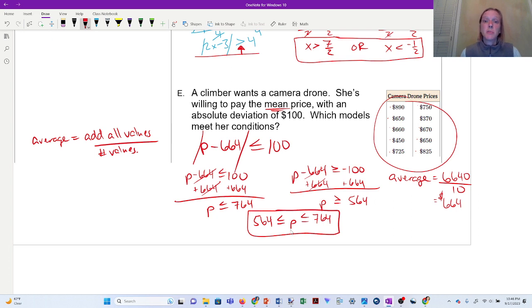So which of these prices meet this criteria? They have to be between 564 and 764 inclusive. Let's see, this is too expensive, but this one works. This one works. This is too cheap, but this one works. This one works. This one's too cheap, but this one works. This one works, and that one's too expensive. So there are 6 models that meet this climber's conditions of what she's willing to pay for a camera drone. I hope this helped.